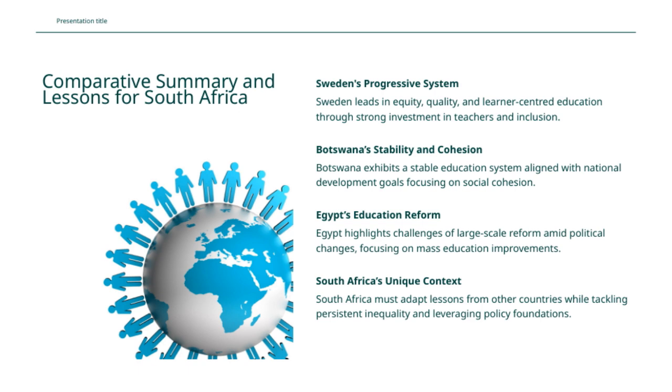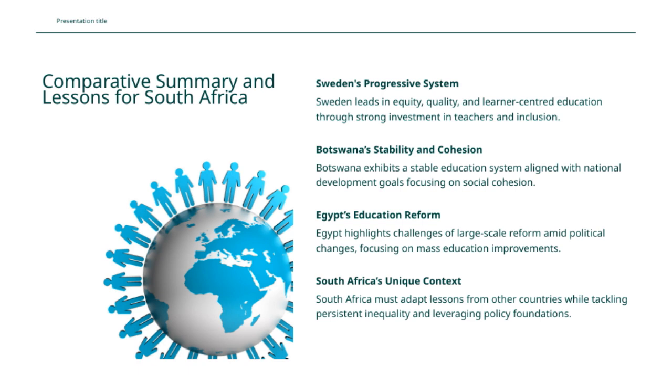Botswana, on the other hand, offers a good example of stability and social cohesion. Their education system aligns closely with national development goals, which helps ensure that education supports broader societal stability and progress. Egypt faces the challenge of large-scale reforms, especially amid political changes, which makes it a complex but important case. They're working hard to improve mass education, even as they navigate these broader reforms.